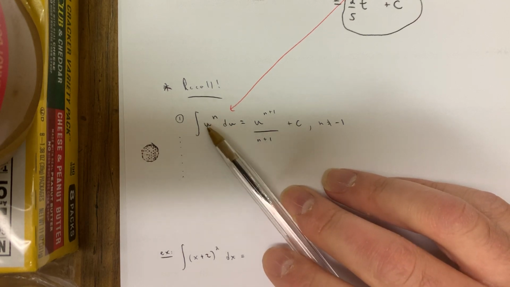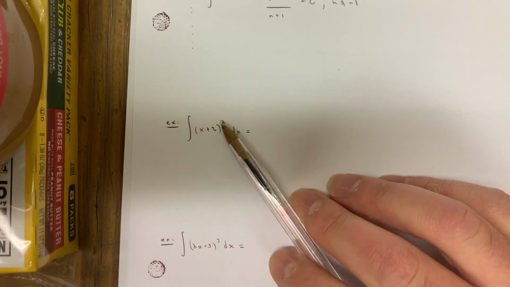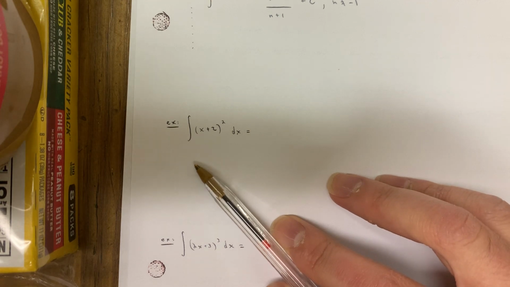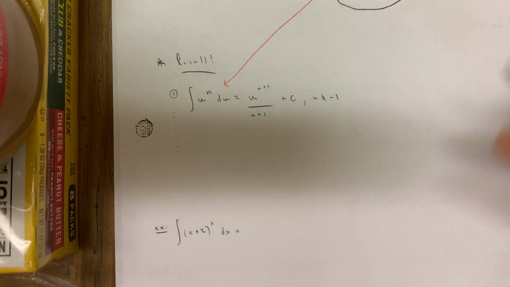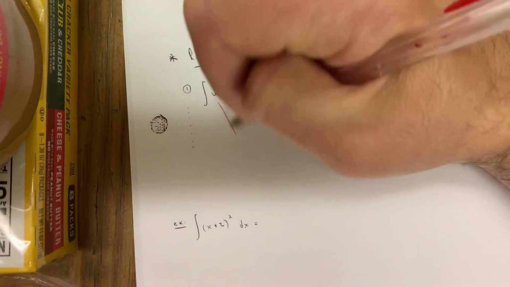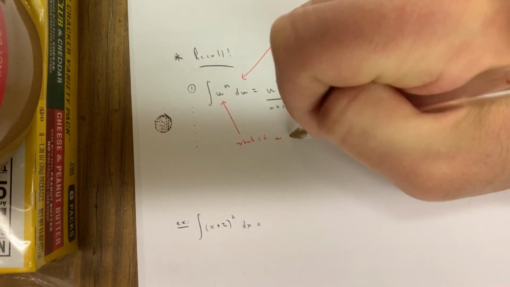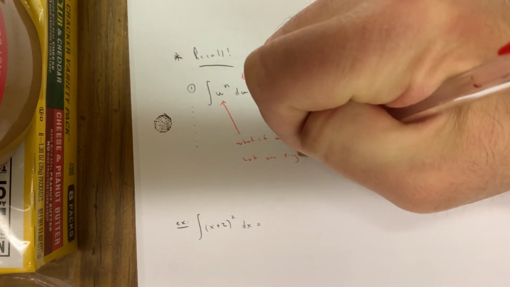It might not just be an x raised to the second power. It might be a quantity x plus 2 raised to the second power. Or maybe it's cosine x plus 3e to the 2x, quantity to the second power. So basically, what if the u is not one single letter? What if u is not one single letter?